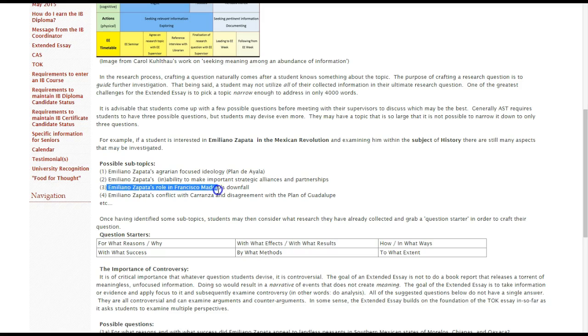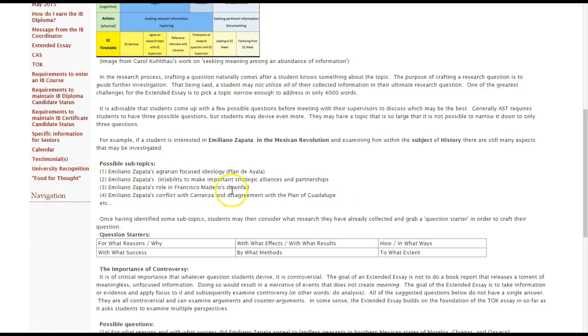And then here I have Emiliano Zapata's role in Francisco Madero's downfall, the first regime after the Porfiriato. And then my fourth subtopic that I came up with was Zapata's conflict with Carranza, maybe tying in Obregón there, and looking at Zapata's disagreement with the Plan de Guadalupe.